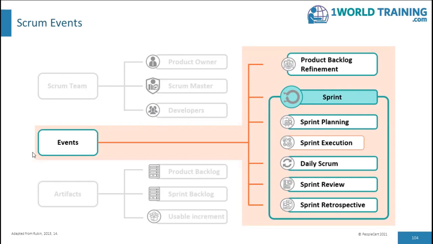Now we look at the events. There are 5 events in a Scrum iteration or a sprint. They are sprint planning, sprint execution or the sprint itself, the daily Scrum, sprint review, and sprint retrospective. There is also the product backlog refinement, which is an activity rather than a formal event.